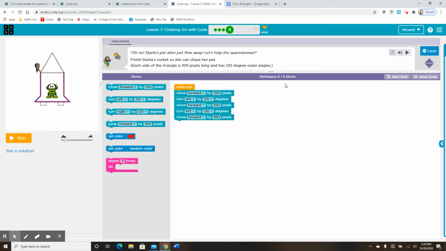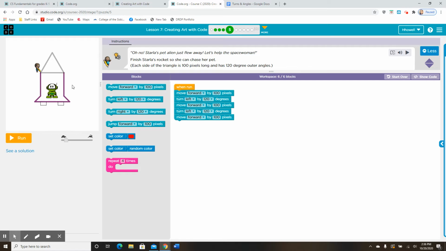Okay. Oh no. Starla's pet alien just flew away. Let's help the space woman. Finish Starla's rocket so she can chase her pet. Each side of the triangle is 100 pixels long and has 120-degree outer angles. So you probably already seen mine. I played around with this prior and I didn't hit start over. So you guys kind of got a little cheat sheet right here.